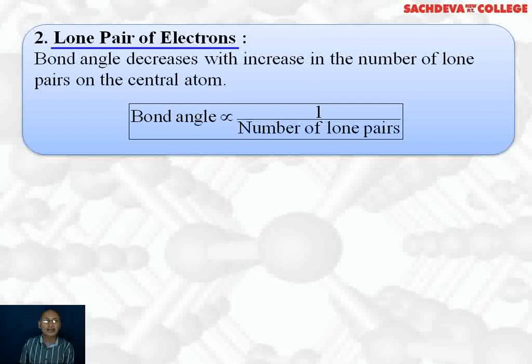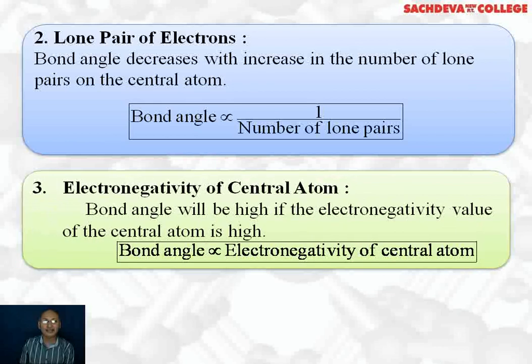Now, how do lone pairs of electrons affect the bond angle? Bond angle decreases with the increase in number of lone pairs on the central atom. So bond angle is inversely proportional to number of lone pairs, because lone pairs of electrons repel each other as well as they repel bonded pairs of electrons, and that is the reason that bond angle decreases. Electronegativity of central atom also affects the bond angle.